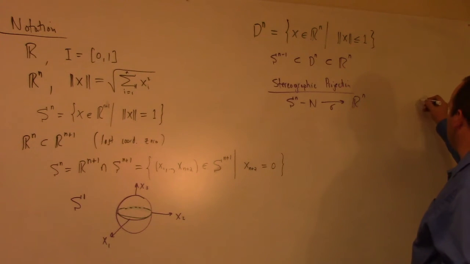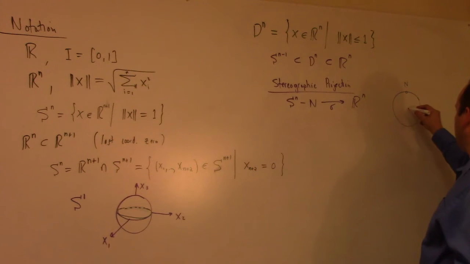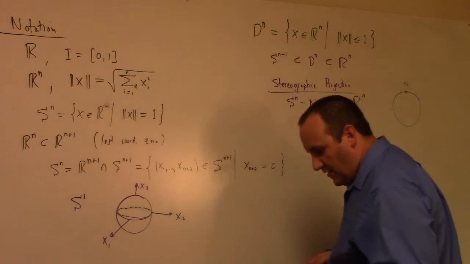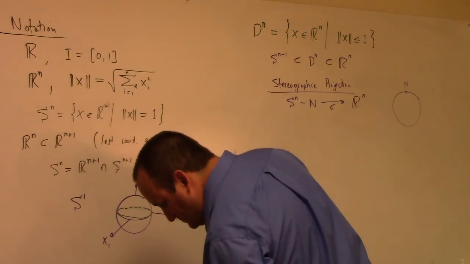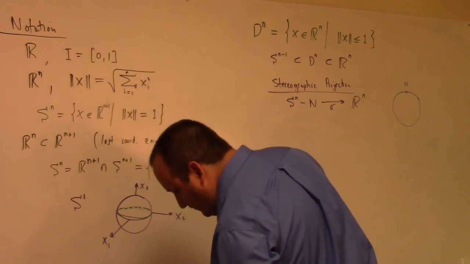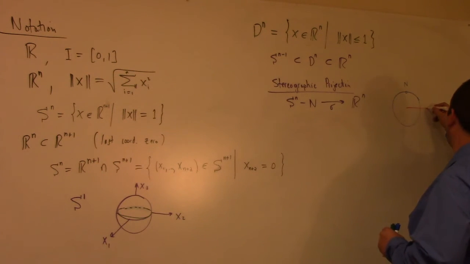So here's Sn, and here's the North Pole. And what I can't remember is where I should put Rn. Is the sphere resting on Rn, or is Rn going through it? Isn't it the equator? You can do either, but we're doing one or the other here. I think this one's the equator.